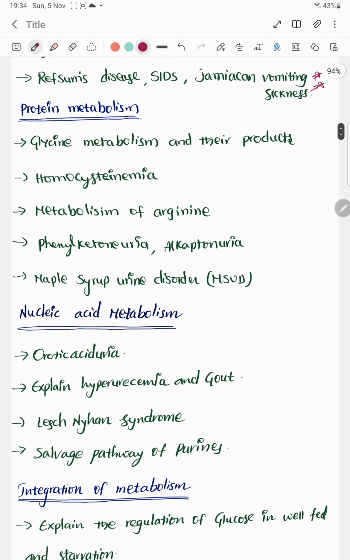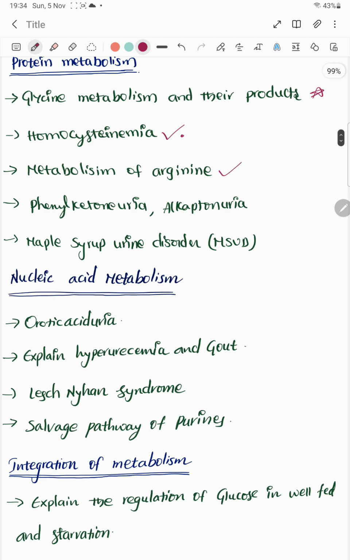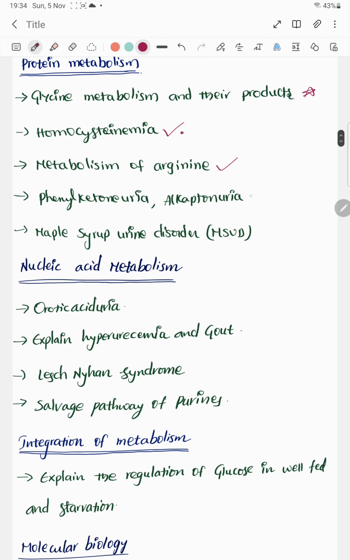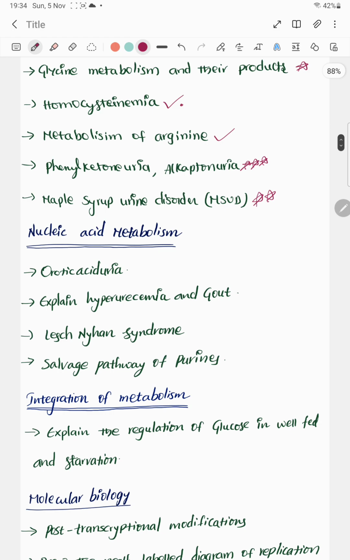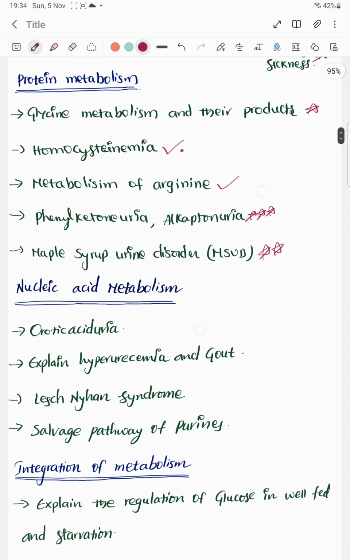Now protein metabolism. Glycine metabolism is an all-time favorite, star mark. Homocysteine, just tick mark; you can see and go for MCQs. Metabolism of arginine, just tick mark. Phenylketonuria and alkaptonuria, star mark, very important. And maple syrup urine disease, again star mark. These are the short questions. For the very important long answer questions, I have already made and uploaded a video. You can go through the essay questions of protein metabolism.